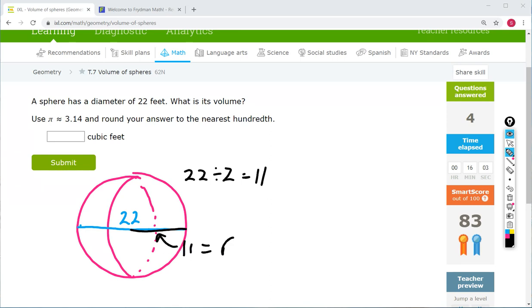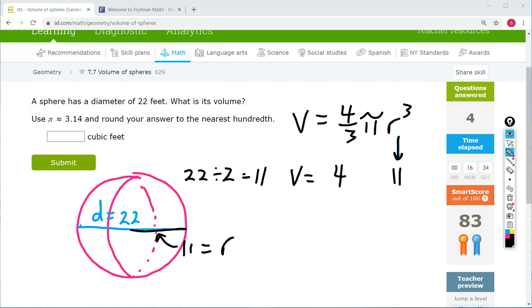That's the radius. That's what we want for the volume formula, because remember, the volume formula has radius r in it, not diameter. So this diameter would be d over here. D is not in the volume formula. We want r for radius. So we're going to plug in 11. And the rest is just the same.